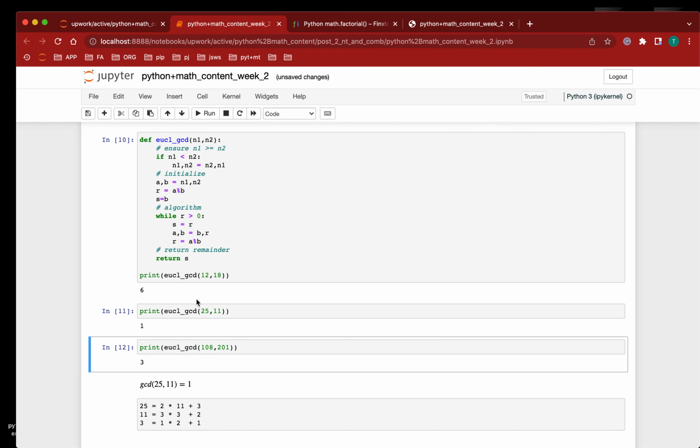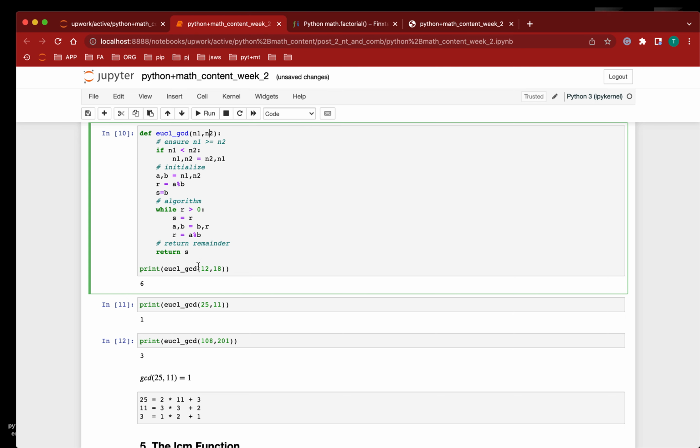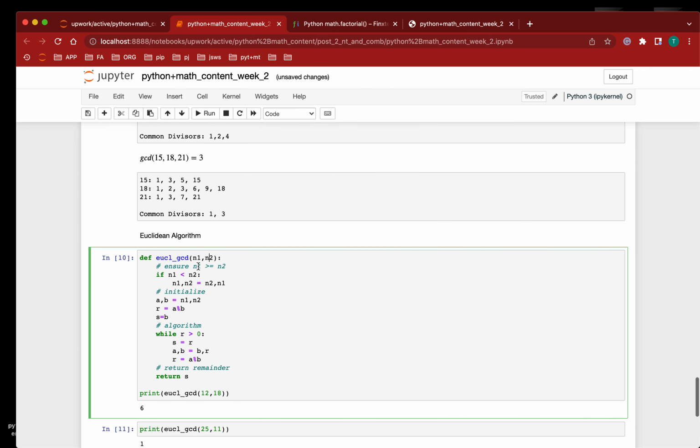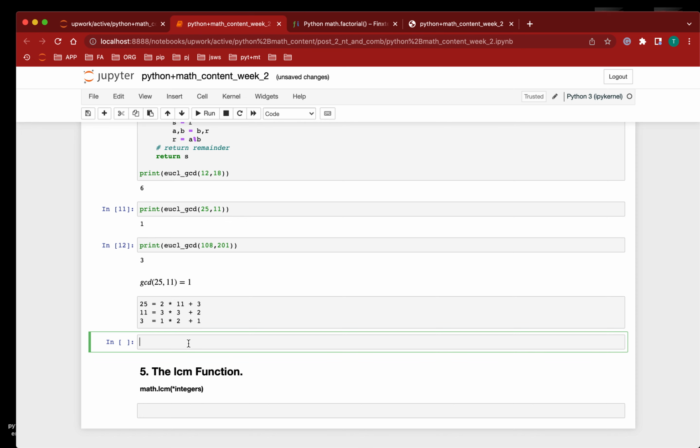And notice here that the Euclidean algorithm, as we've written it here, only takes in 2 inputs, n1 and n2. So we can't directly calculate GCDs like this using the Euclidean algorithm, but there is a workaround. So what is the workaround?